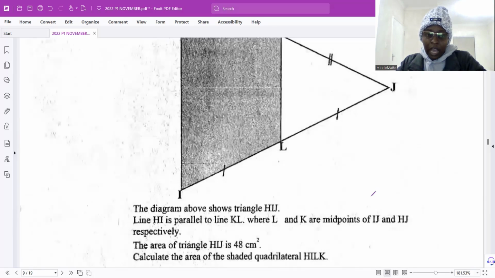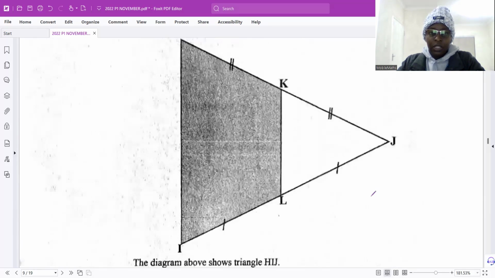A line HI is parallel to line KL, where L and K are midpoints, okay? That's important, of IJ and HJ respectively. The area of the big triangle is 48 square centimeters. Calculate the area of the shaded quadrilateral. Okay, fine, let's answer this question.